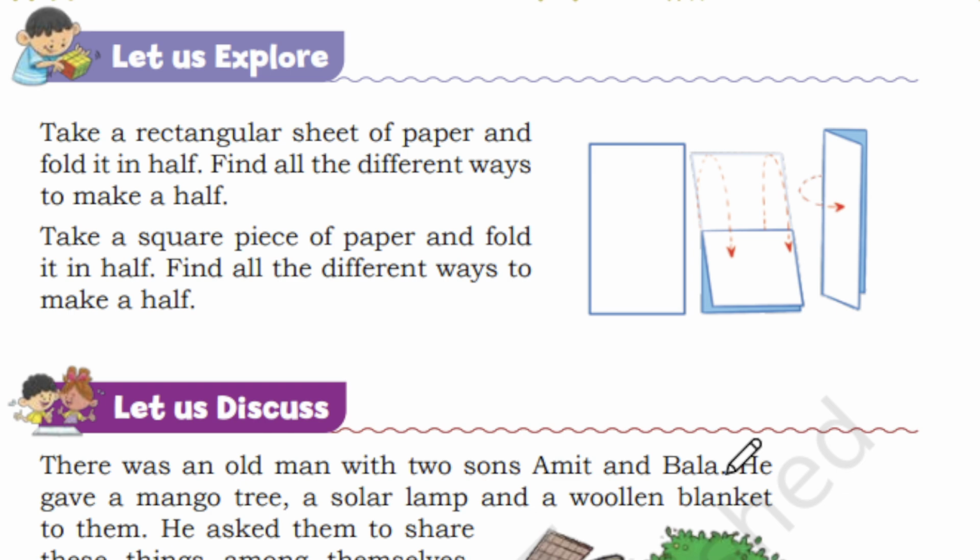So next one, take a rectangular sheet of paper and fold it in half. Find all the different ways of making half. Take a square paper and fold it in half. Find all different ways to make a half. Okay, so it is very, very simple.